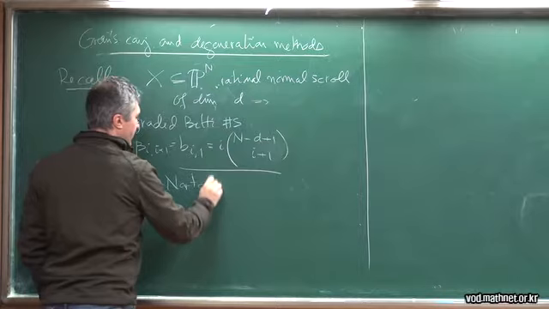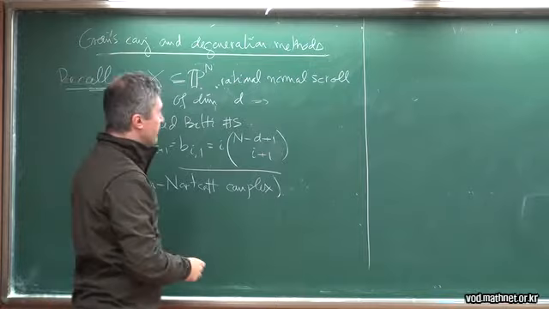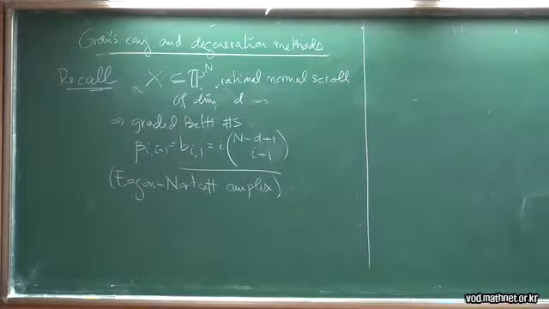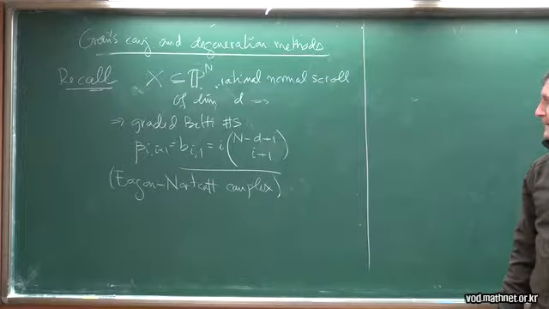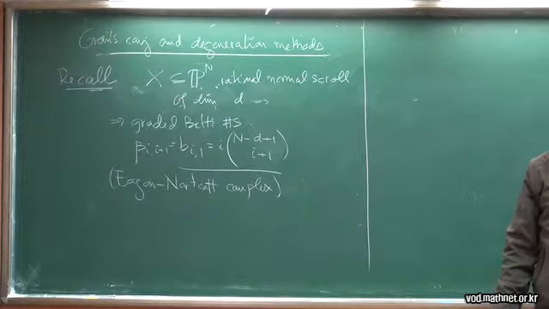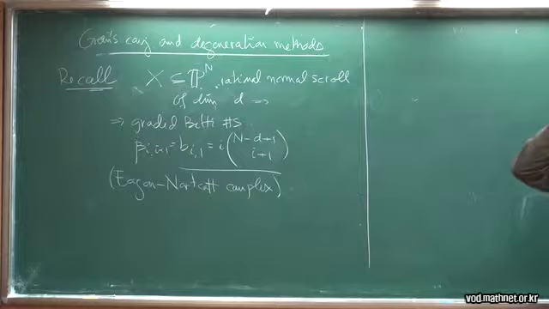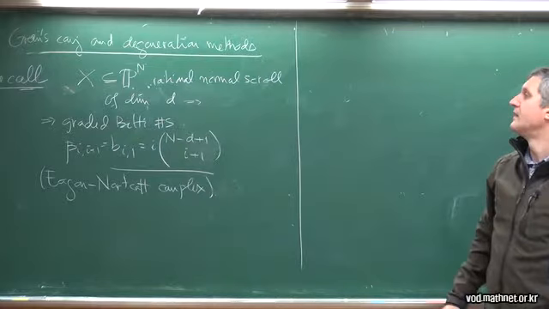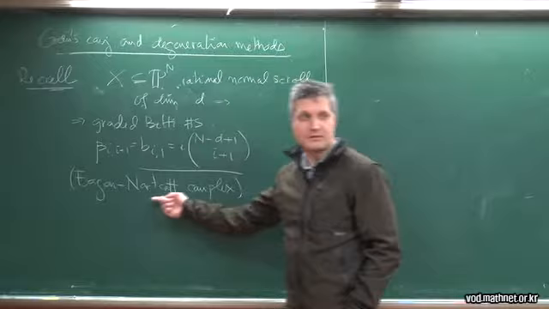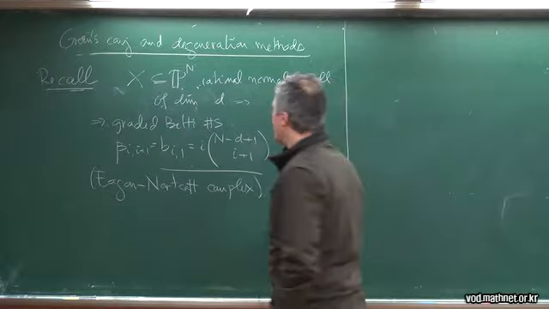So the idea is just that any scroll is given by the vanishing of 2 by 2 minors of a matrix of variables, and the number of columns is the codimension plus 1. Remember capital D, which was the degree, and since this is a variety of minimal degree, the degree is the codimension plus 1. So if we write carefully the Eagon-Northcott complex, then we get these Betti numbers.